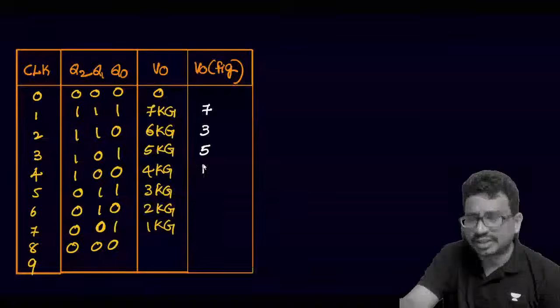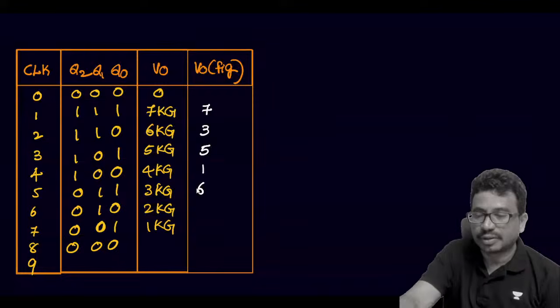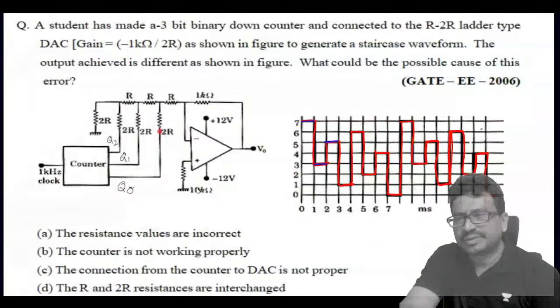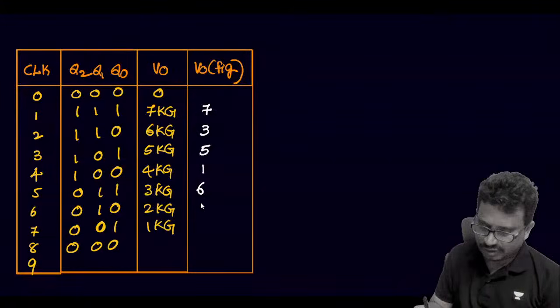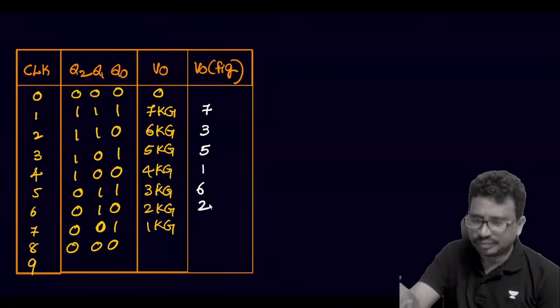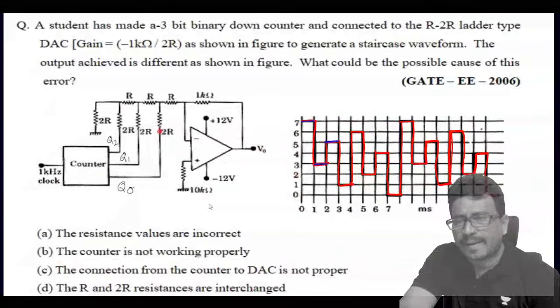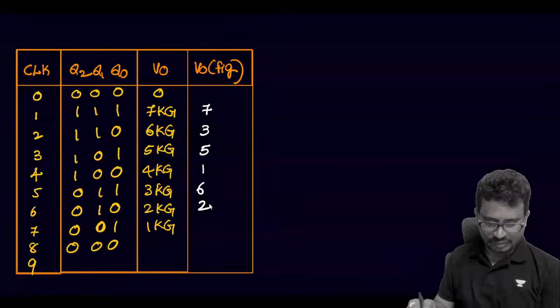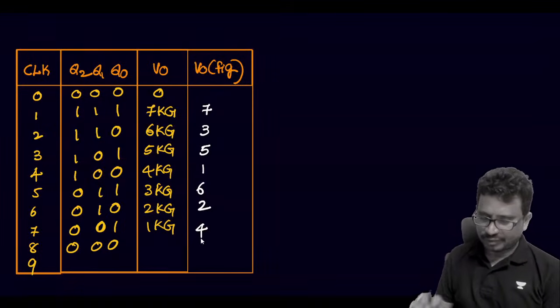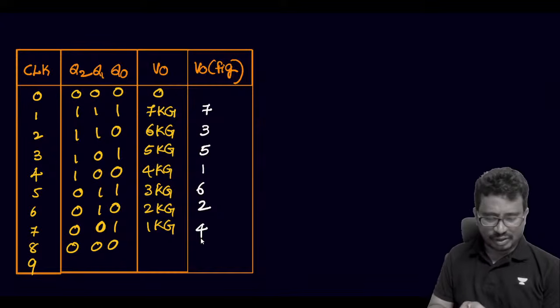Next we have a 6. Next we have a 6. After that we have 2. Then we have a 2. Then after that 4 is there. And thereafter 4. Now you tell me why we got it like this.